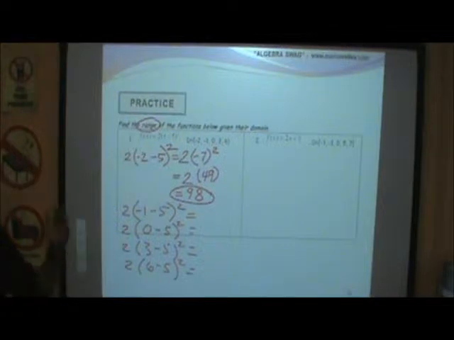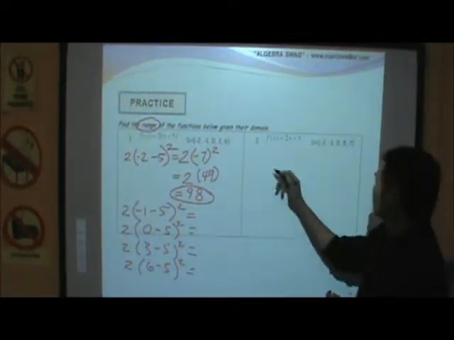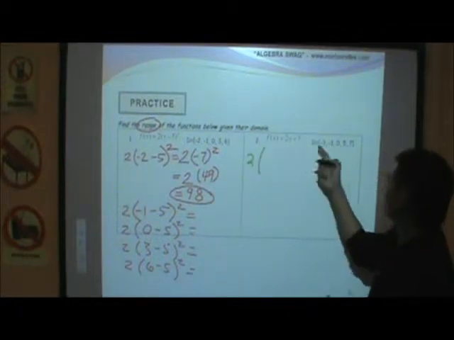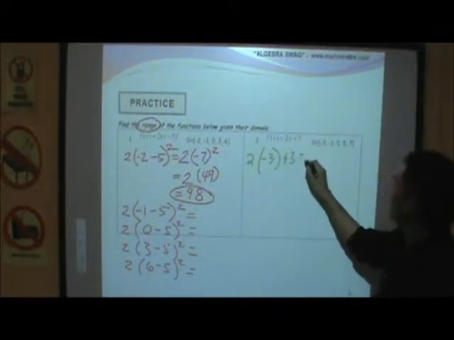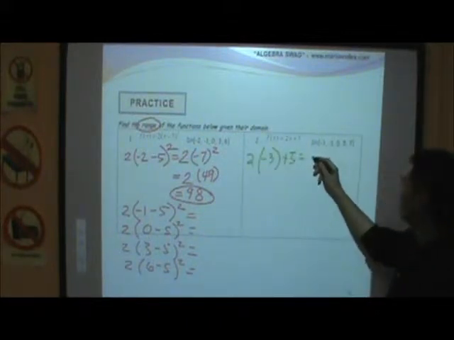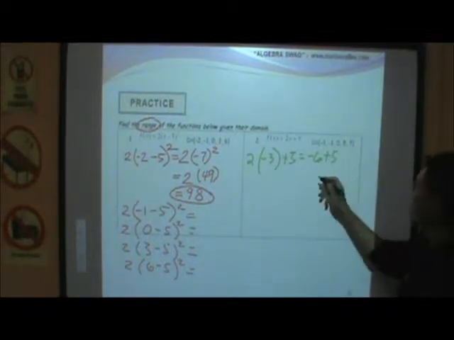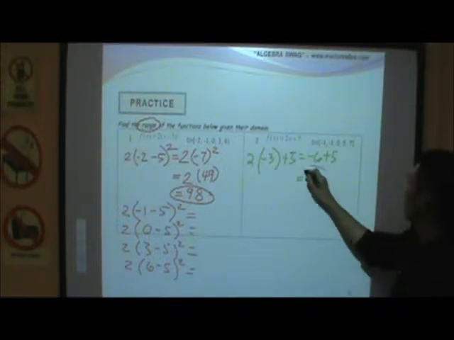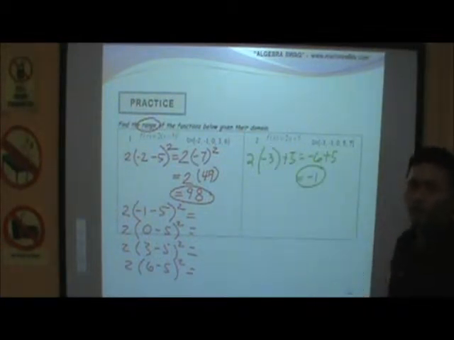Okay, and then you do the same thing for this one. Let me give you an example. 2 times your first value of x, which is −3, and then plus 5. What is 2 times −3? Obviously 2 times −3 is −6, plus 5. −6 plus 5 will give you −1. And this is your first range value in that function.